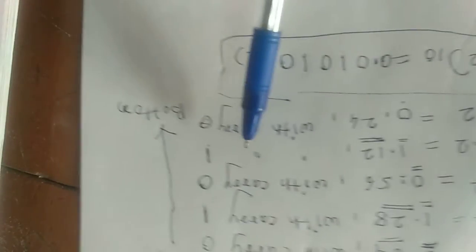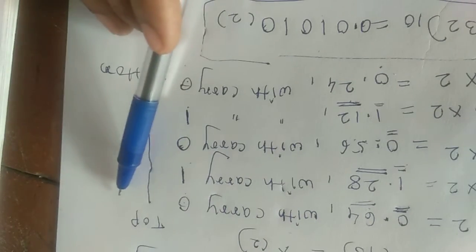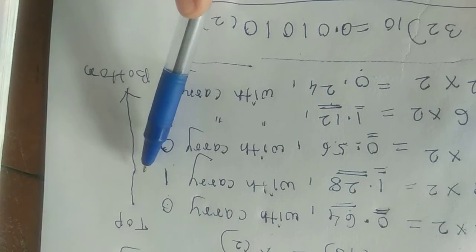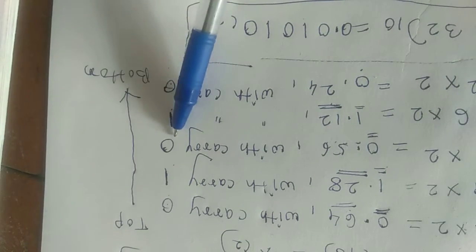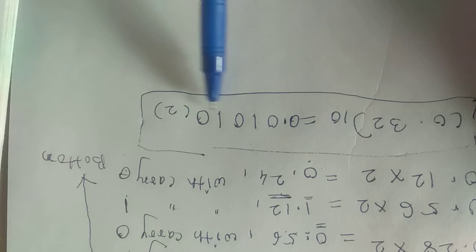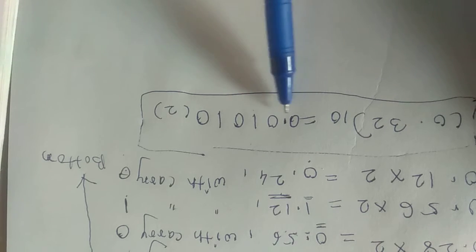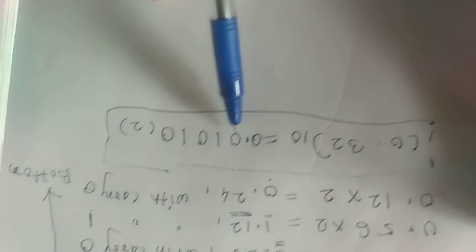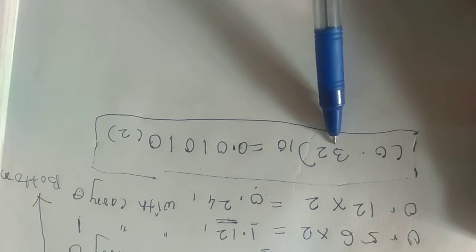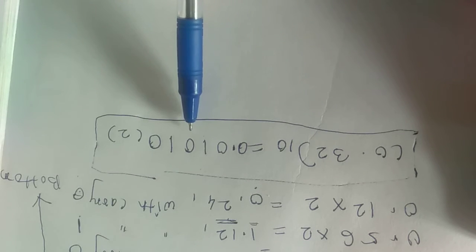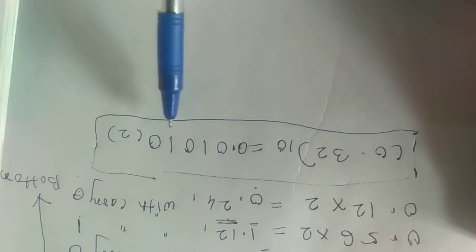Now note down all carries from top to bottom. What we have got here is 0 1 0 1 0. But here the point is to be considered; we have written 0 point. So in this way, this is the conversion of fractional decimal to fractional binary, obviously.